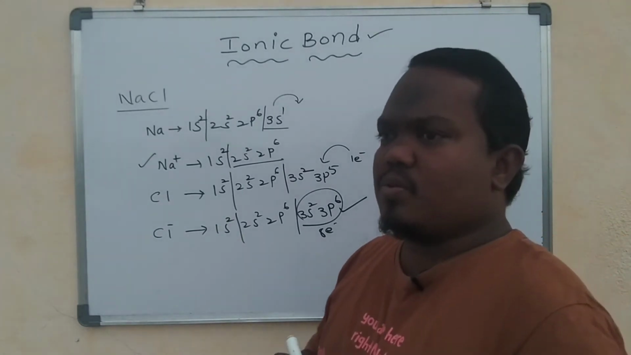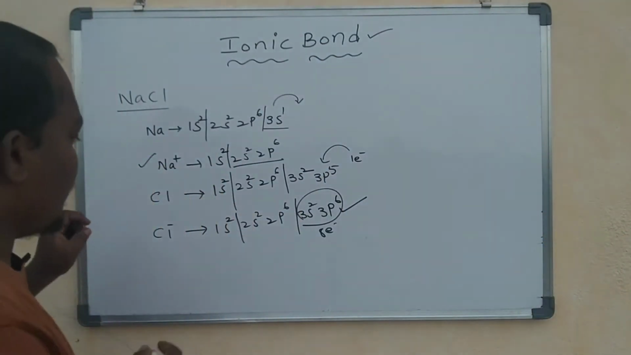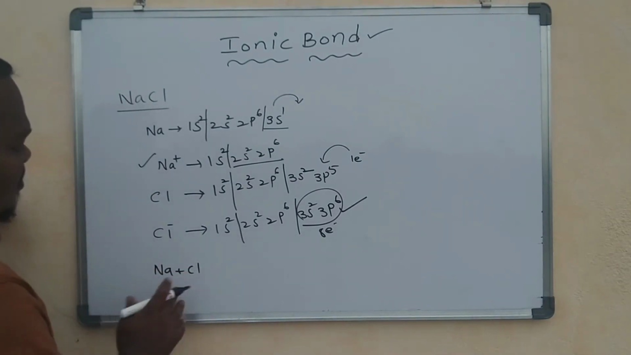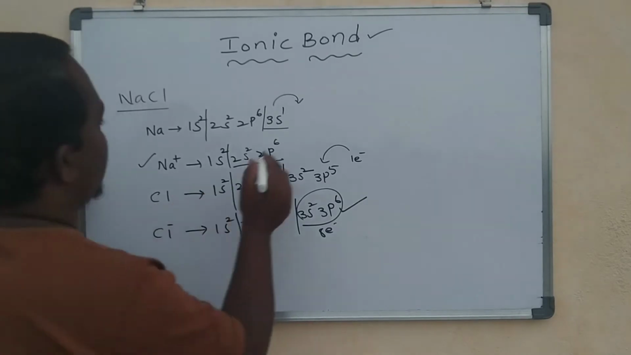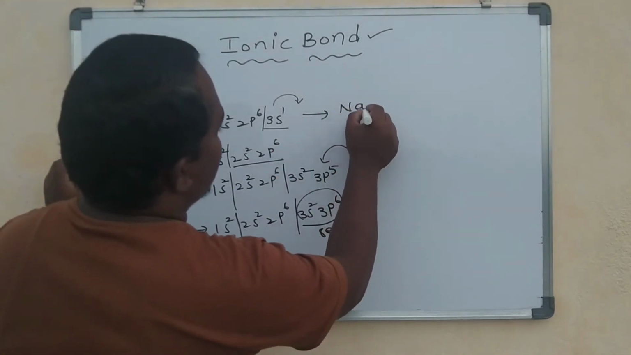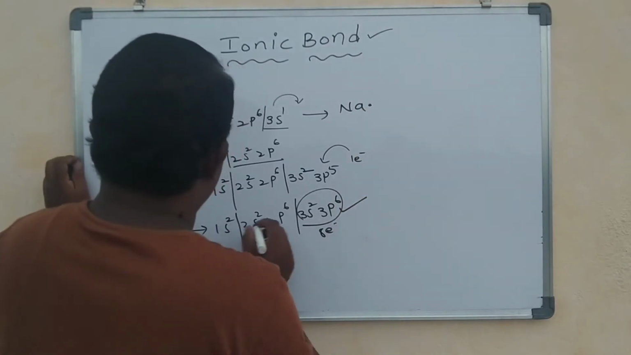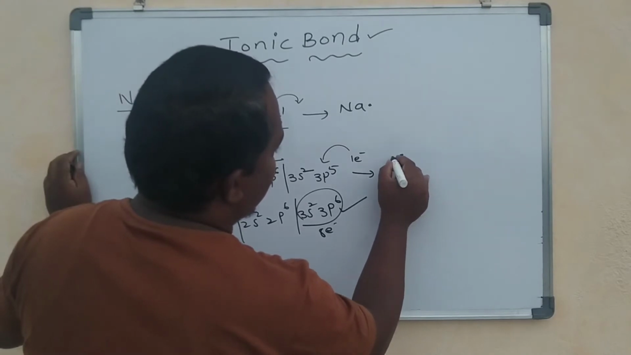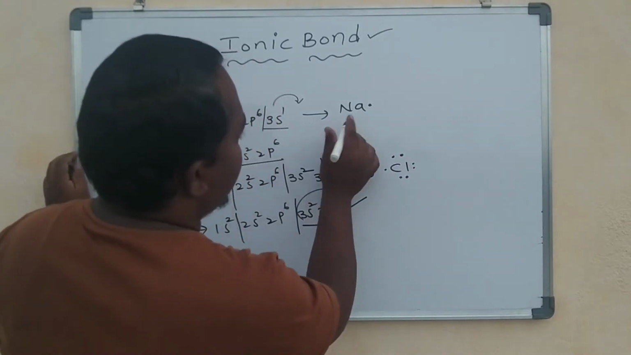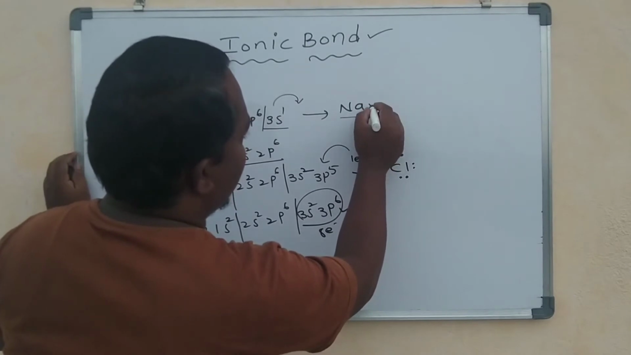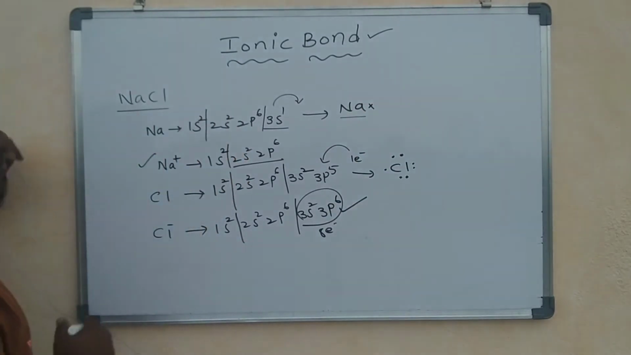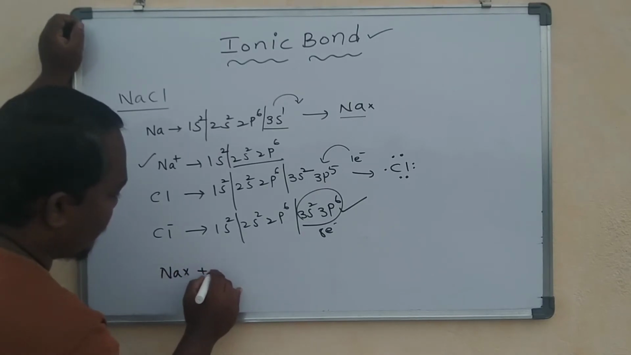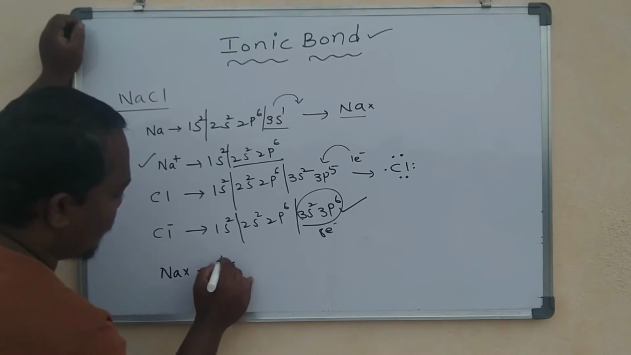When the sodium atom is combined with chlorine, we represent them with Lewis dot structures. The sodium atom has 1 electron and the chlorine atom has 7 valence electrons. I am going to represent it here, taking it in the form of a cross. So when these two atoms combine, Na cross and Cl 1, 2, 3, 4, 5, 6, 7.